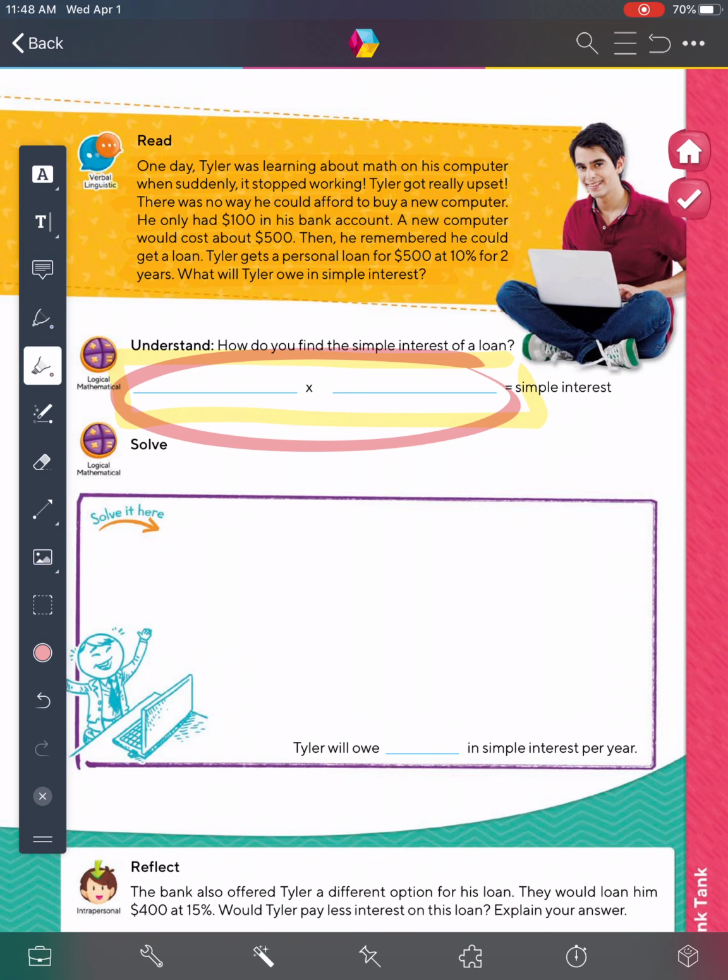Okay? Now, it's time for you to work and solve the problem. I already showed you how to do it. Remember, to calculate the simple interest, you just need to follow the formula. And you have to do it over here.